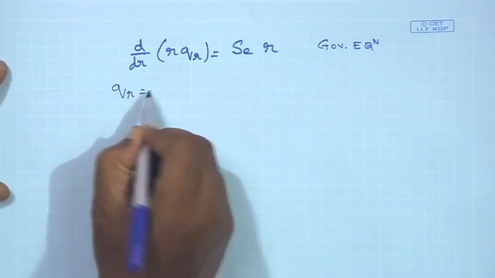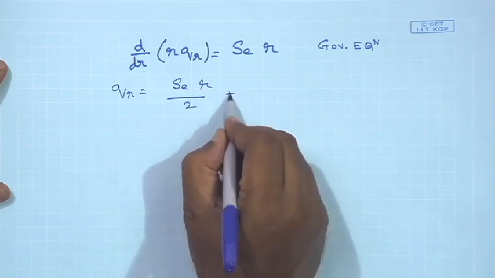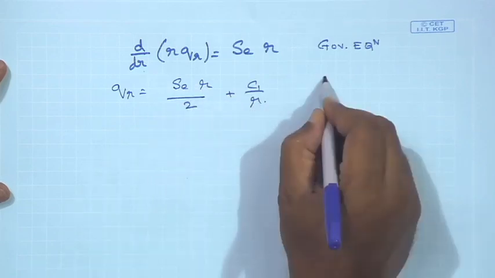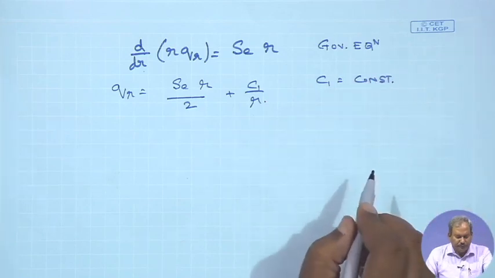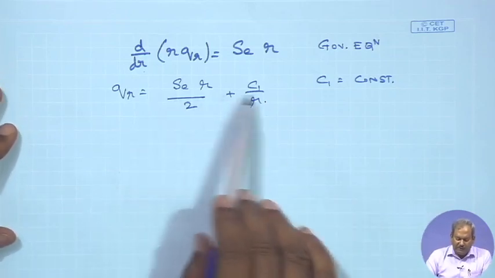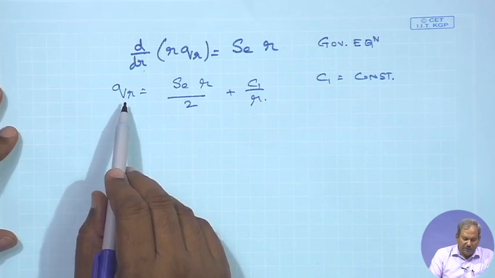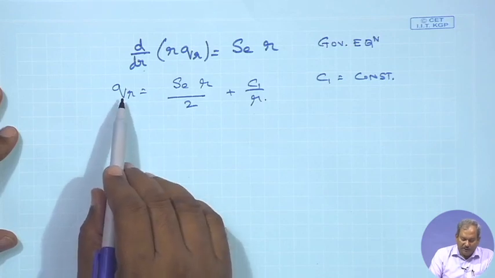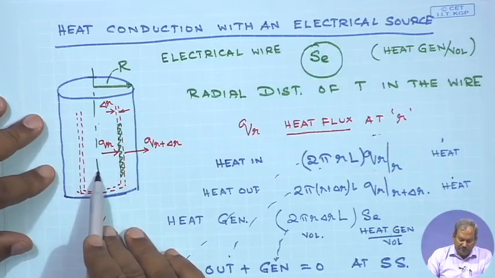This can be integrated to obtain q_r = S_e r/2 + C1/r, where C1 is the constant of integration. Now, we have to evaluate C1 and C2. As you can see, the form suggests that q_r cannot be finite when r is equal to 0. But at r equals 0, at this location q_r has to be finite.